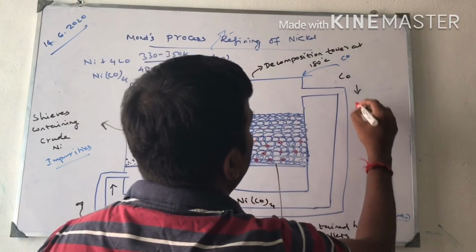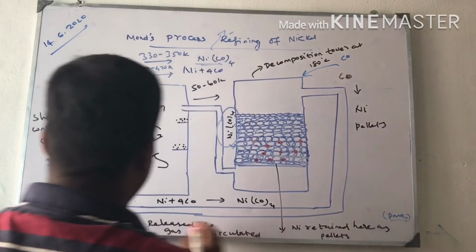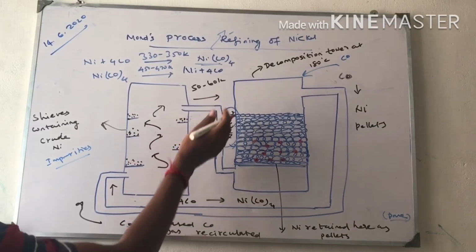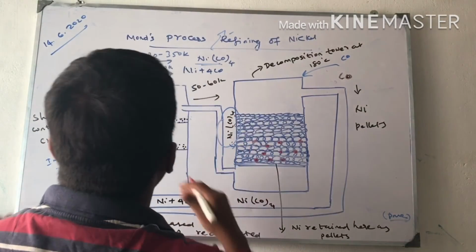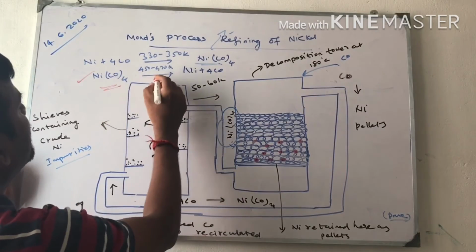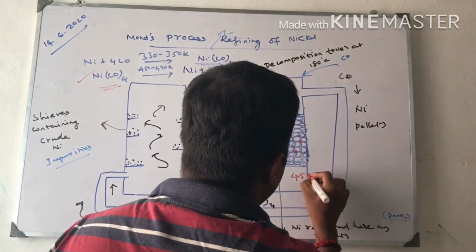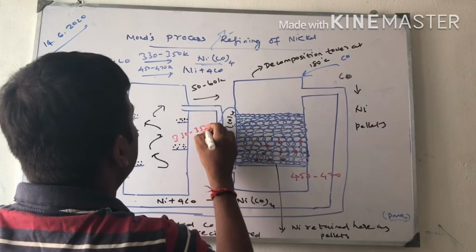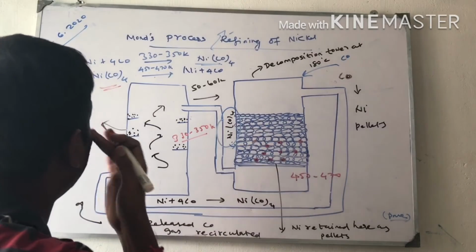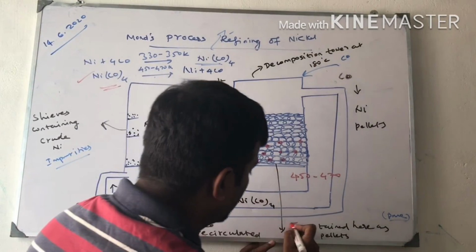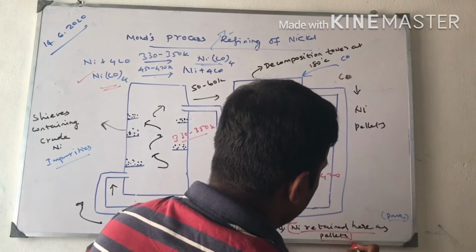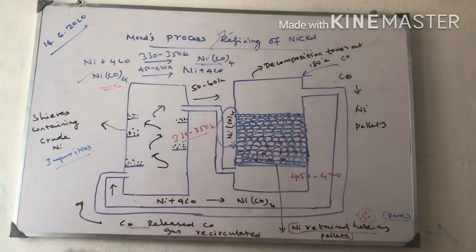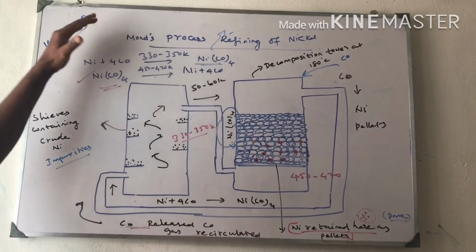The remaining carbon monoxide comes from here and is recirculated. Further it reacts with nickel and again nickel tetracarbonyl is formed, which is heated again to 450 to 470 K, here 330 to 350 Kelvin. So there is a temperature difference between the two containers. In this zone the nickel is retained as nickel pellets. This is purified, this is impure nickel. So this is an important diagram, with the help of which we can understand the concept.